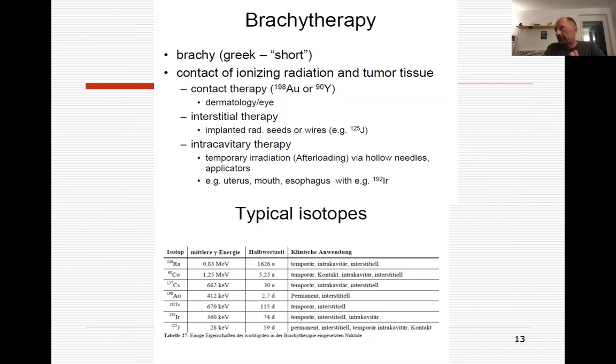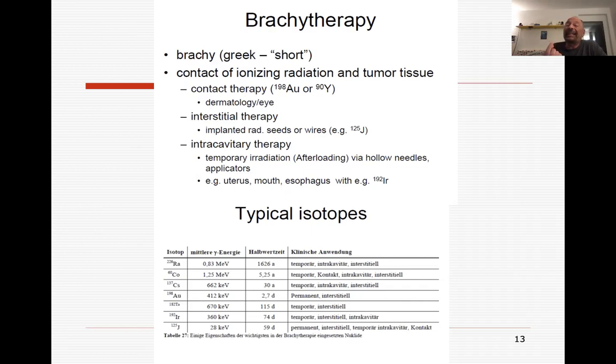Brachytherapy: brachy means short in Greek, so it is a therapy that uses short-range isotopes. This can be done by contact therapy, using plaques that go on the tumor. This is of course the case for skin cancer, but you can also use a plaque for the eye. Or you can have interstitial therapy, which means that you implant radioactive seeds or wires in the tumor.